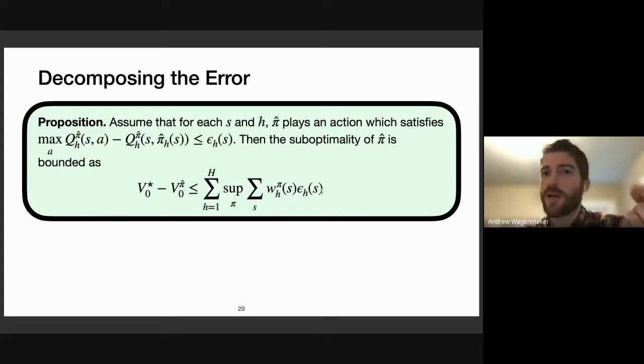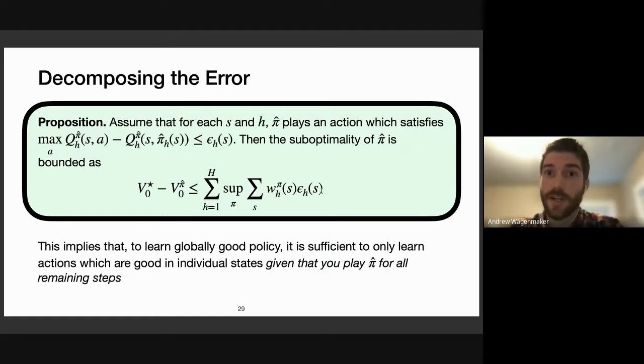And so we don't actually need to worry about how close we are to getting the globally optimal action at every state. All that really matters is that we can find an action that is locally good at every state. And it turns out that this allows us to then do a fairly simple action elimination procedure to eliminate actions. And so I'll just describe that procedure really briefly.